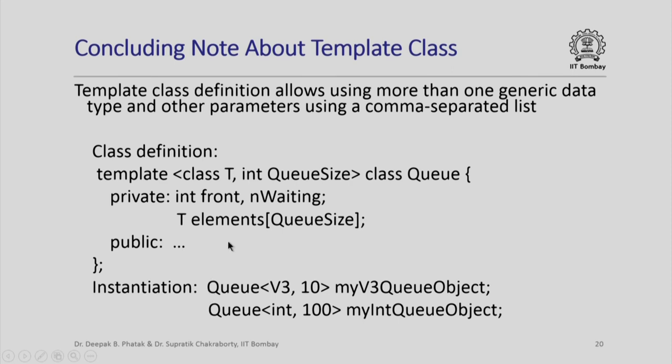When I instantiate it, I have to specify values for T as well as for Q size. So, I could say here is my v3q object, which is of type Q instantiated with generic data type T replaced by v3 and Q size replaced by 10. Here is my integer Q object, which is an object of the template class Q instantiated with the generic data type T replaced by int and Q size replaced by 100. So, you can see that by allowing more parameters, I have greater flexibility in defining two different objects of two different Q classes, both of which are instantiated from the same template.